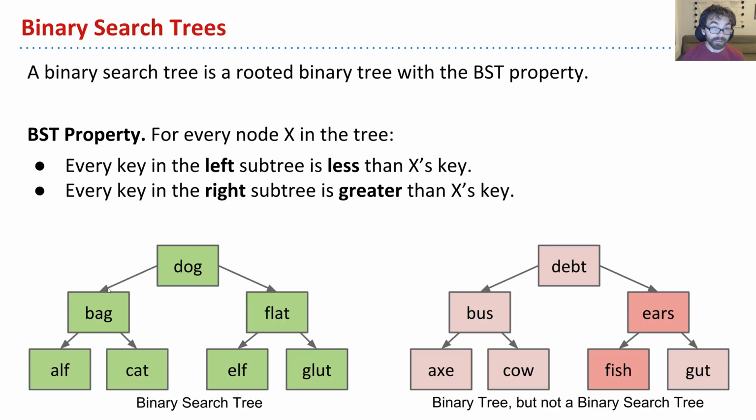Now bag is itself also a binary search tree. It has a left child, which is elf, and a right child, which is cat. And everything on the left is smaller than bag, and everything on the right is larger.